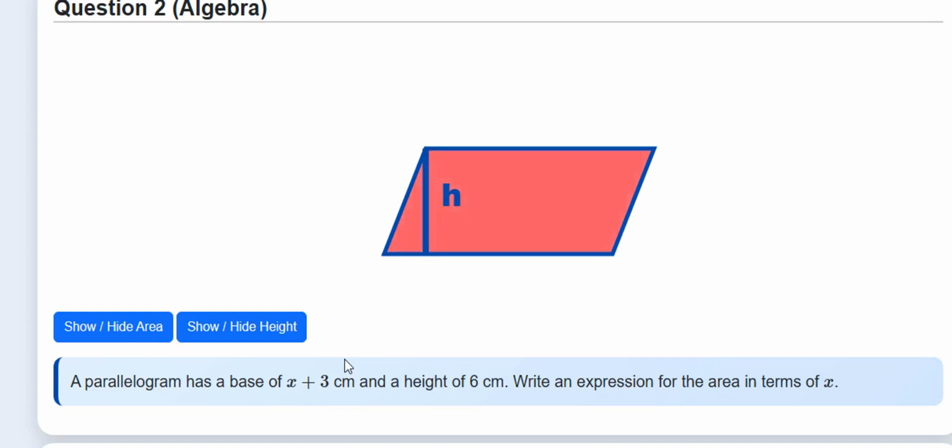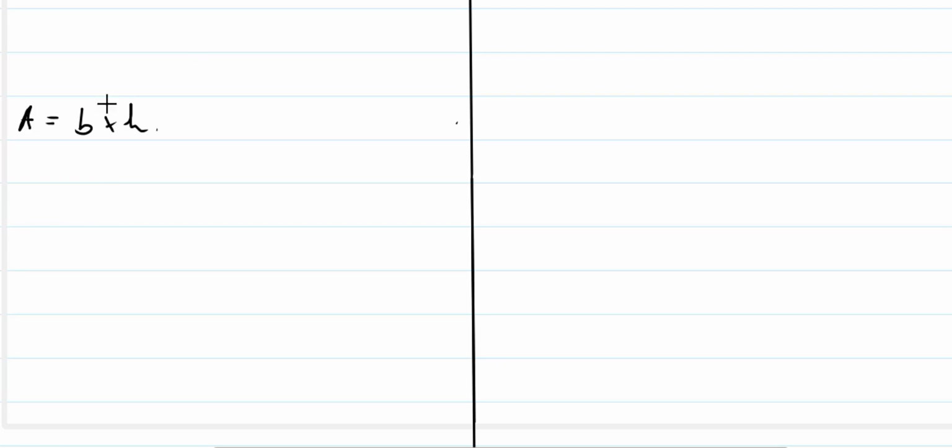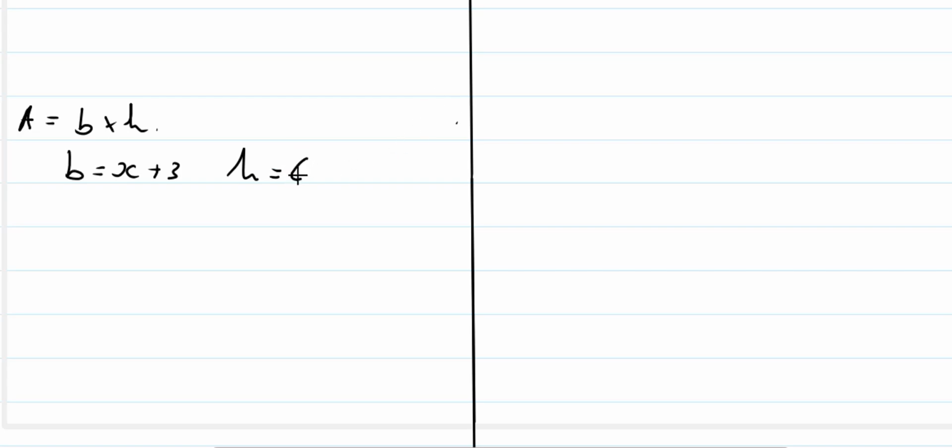So we said area of a parallelogram was given by base multiplied by height. So area here will be base, I can call it b, multiplied by height, like that. But you see, our base here is x plus 3. So in this case, our base b will be x plus 3. Then our height here is 6 centimeters.